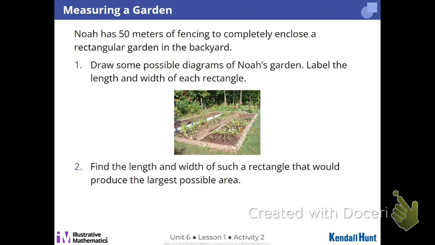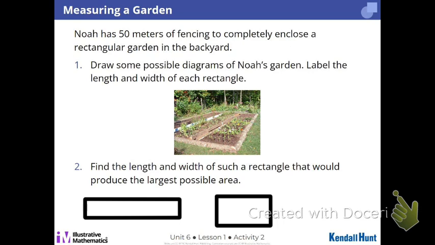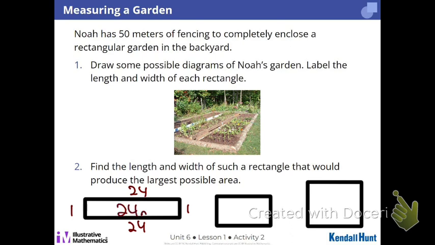Let's go. All right, friends, let's look at some gardens. If I'm drawing some rectangle gardens and I want to get the most area possible, I'm going to do a long skinny one, maybe a medium one, and then a square. So let's say this one would be 1, 1, 24, 24. Okay, what's the area of this garden? 24 square meters. Okay, what happens if I had a 15, 15, 10, and 10?